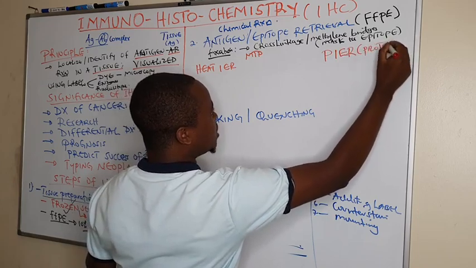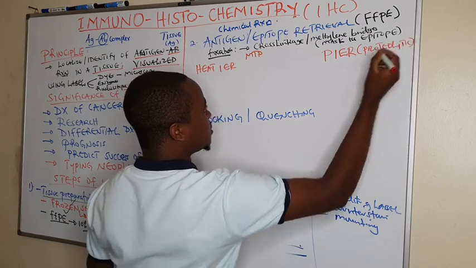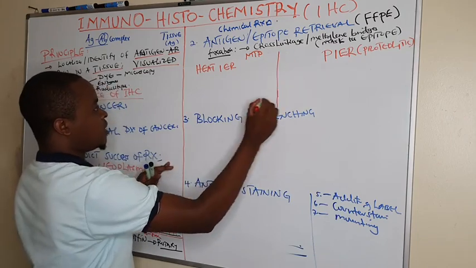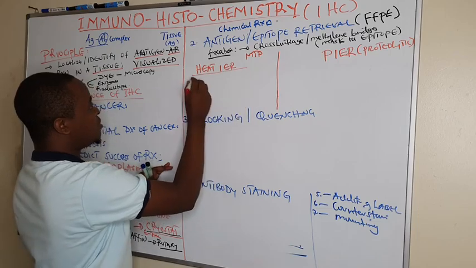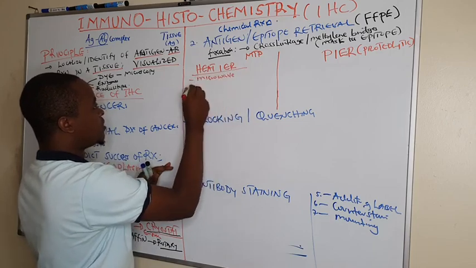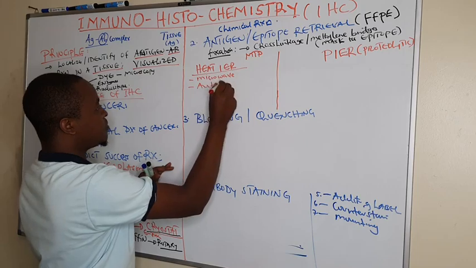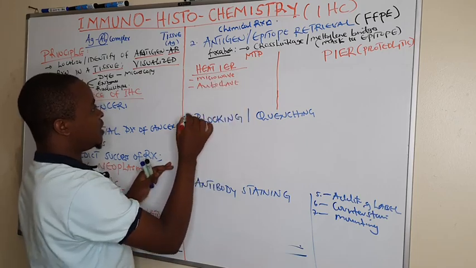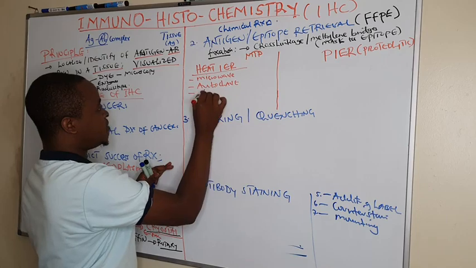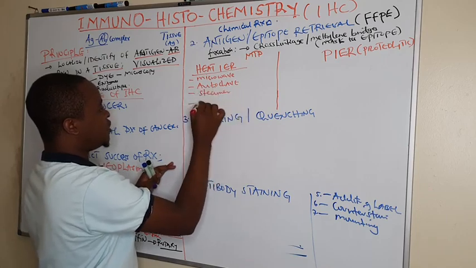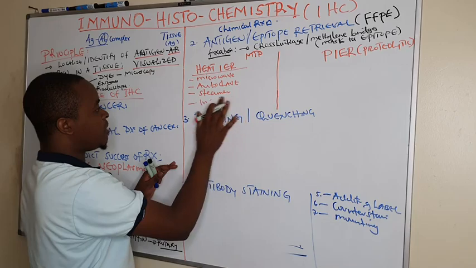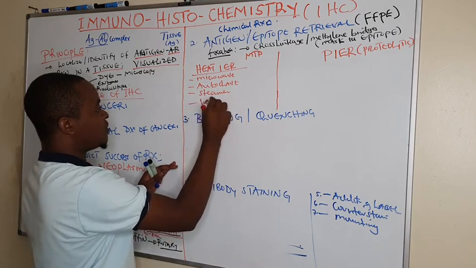This is proteolytic. Here we are using proteases or enzymes. These are the 2 common methods used, whereby under heat induced we can use a microwave, an autoclave, a steamer, and an incubator. Majorly and commonly we use a water bath.